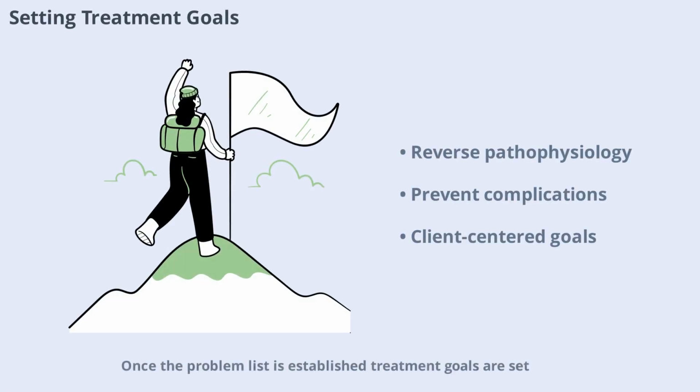Once the problem list is established, treatment goals are set. These goals should be directed toward reversing pathophysiology, preventing complications, improving overall wellness, and optimizing modifiable risk factors. Importantly, treatment goals should be client-centered, especially for outpatients and those with chronic illness. Negotiating goals with the patient increases their engagement and adherence to the treatment plan.